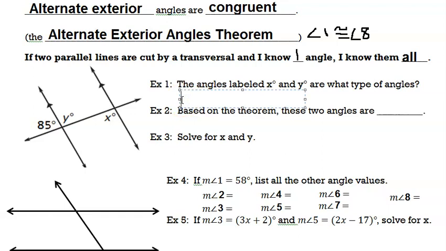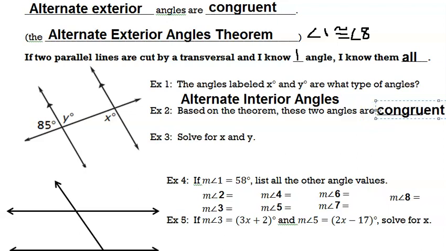Well, if you look, they are both on the interior of the 2 lines, the 2 parallel lines, but they are on alternating sides. So they are alternate interior angles. Now, based on the theorem that was given to us, these 2 angles are going to be congruent. Solve for X and Y. Well, if they're going to be congruent, that means I know exactly what one will be if I know the other. X and Y will be the same.